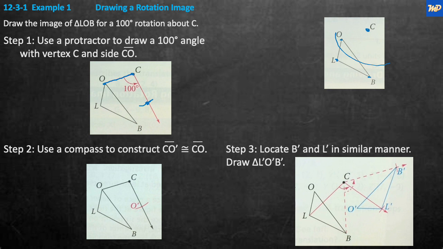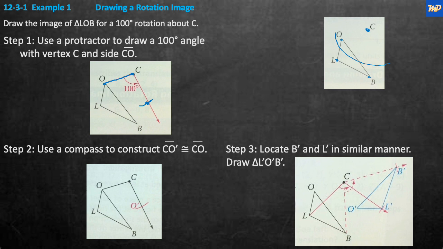So that's the easy part. Now it says locate B prime and L prime in a similar manner. And then it says finally draw angle LOB. I don't think so. I think it should be triangle. It should be triangle. I'll change that later.